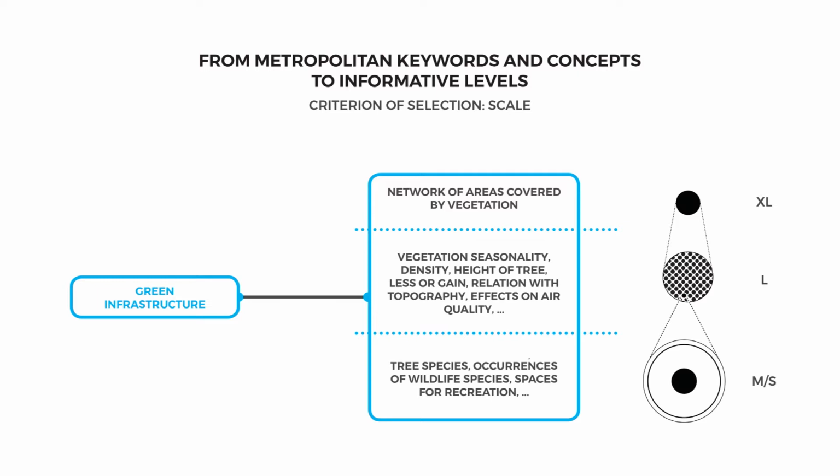At the large scale, it is represented by a specific classification of the vegetation, by season, density, height of the trees, loss or gain of vegetation in time, the relation of topography and the distribution of vegetation, the effects on air quality, and so on. At the medium and small scale, it is possible to classify tree species, monitor the occurrences of wildlife species, localize the space for recreation, and so on.